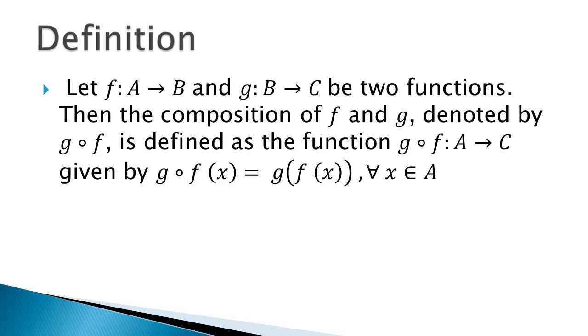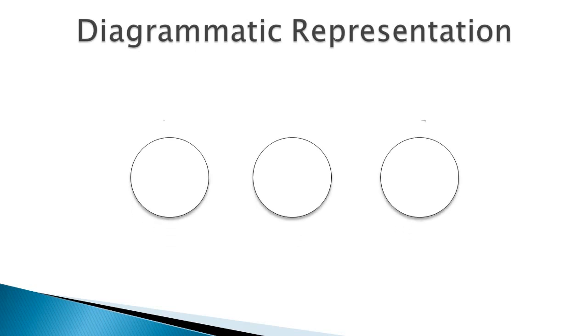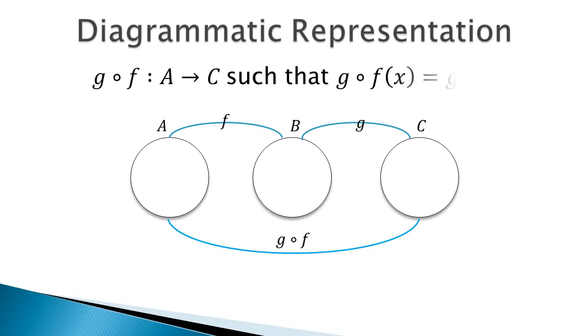That means that the function f of x is within the function g. For all x belongs to A, that is the domain of the composite function. We can have a diagrammatic representation of this. Consider three sets A, B and C. Now the functions f and g are defined in this way. Then the composite is denoted by g of f, a function directly from the set A to the set C. So it is written like this.